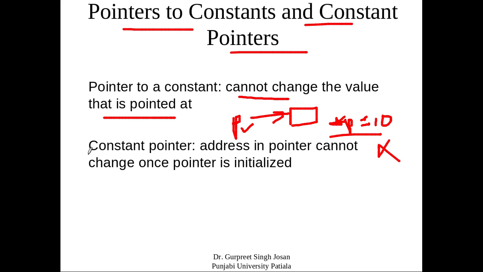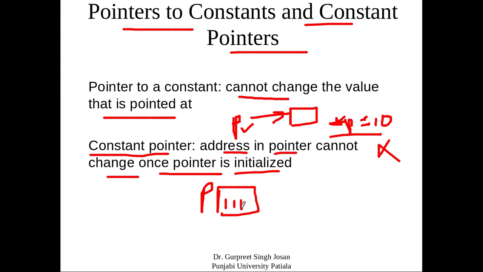Another statement is constant pointer. Constant pointer means the address in the pointer cannot change once the pointer is initialized. We are creating a constant pointer itself, because constant pointer means the pointer cannot be changed. If I create a pointer variable p and it contains address 111 during initialization, we can put the address during initialization only, and after that this address cannot be changed. We cannot write p = &m, where m is some another variable. You cannot change the address once initialized. That kind of pointer is called a constant pointer.